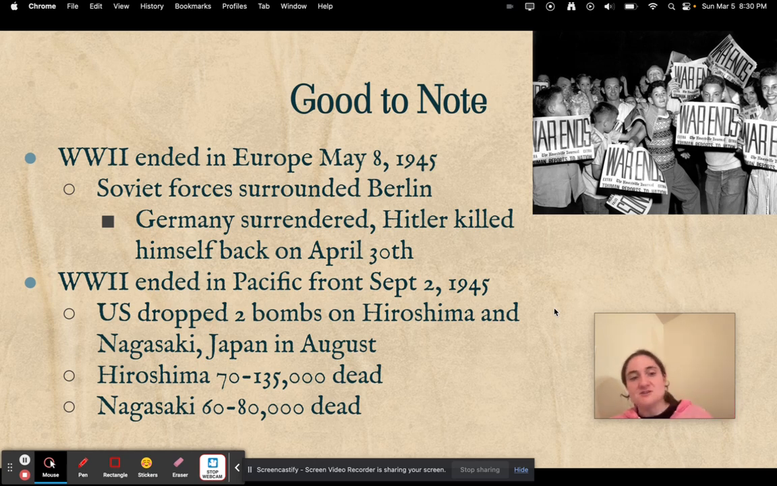A lot of that had to do with the US dropping two atomic bombs, one in Hiroshima, the other in Nagasaki, in August. The Hiroshima death toll was 70 to 135,000 people, and Nagasaki was 60 to 80,000 dead.